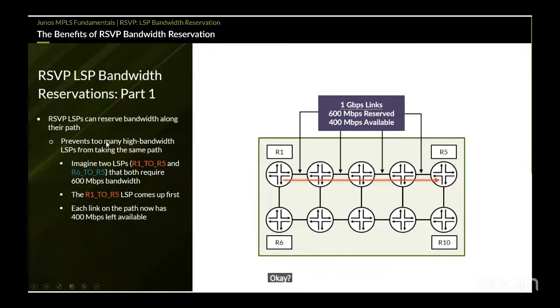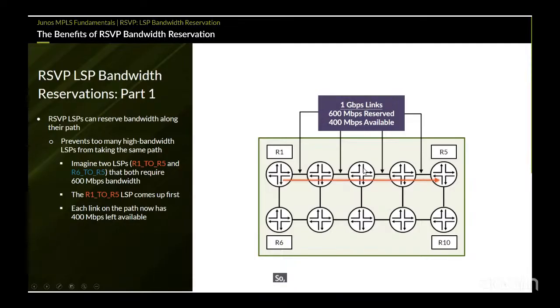Okay. This prevents too many high bandwidth LSPs from taking the same path. See here, router 1 to router 5. This is the red line or orange line. The router 1 to router 5 LSP comes up first because see here, the reservation bandwidth is 600. My interface total bandwidth is 1 Gbps.